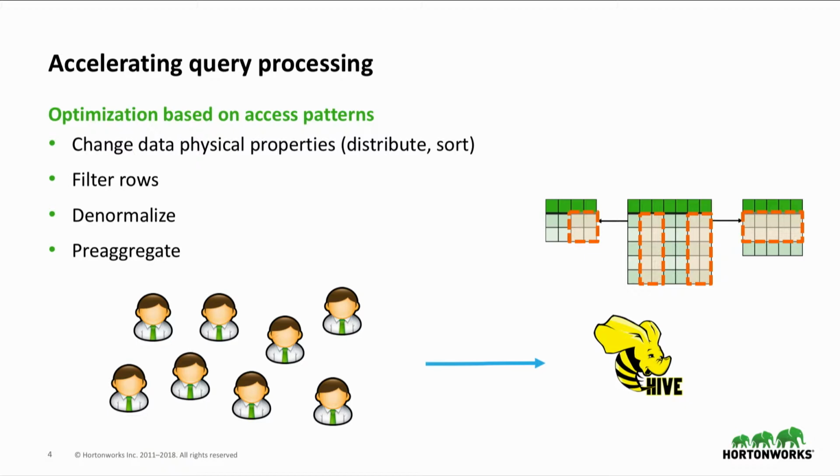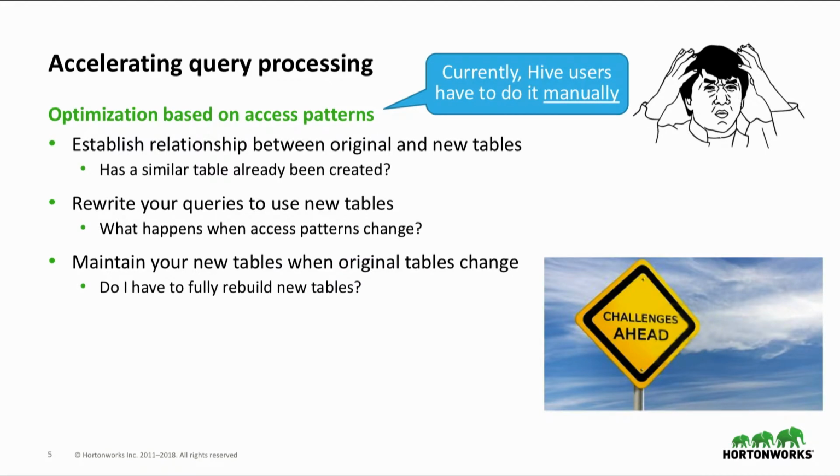Now the problem is that users are doing all this manually, right? And that becomes kind of a nightmare. These are just 3 problems that you might encounter if you are doing this manually. So basically you are establishing a relationship between the original and the new tables, right?